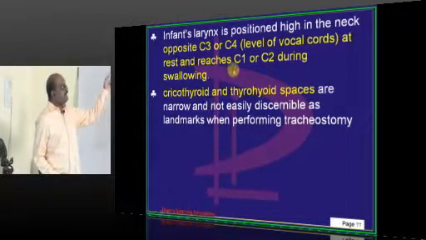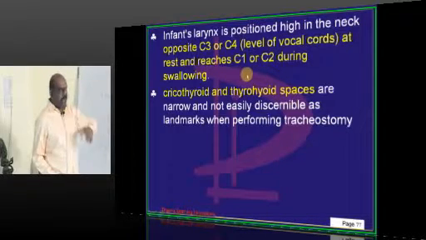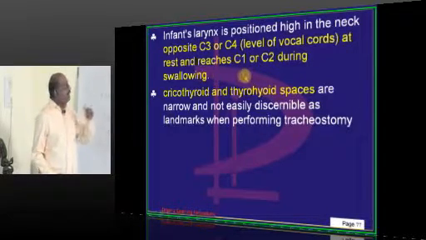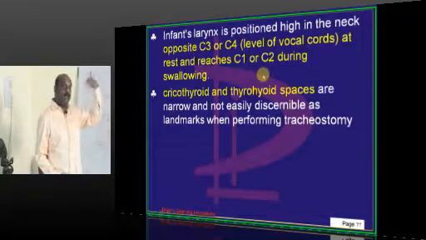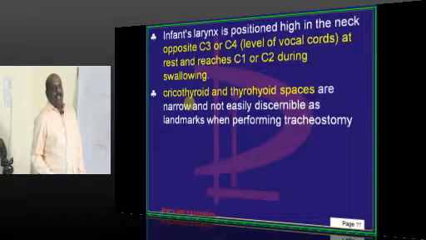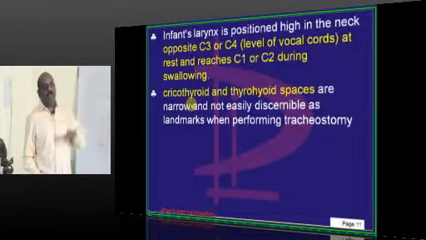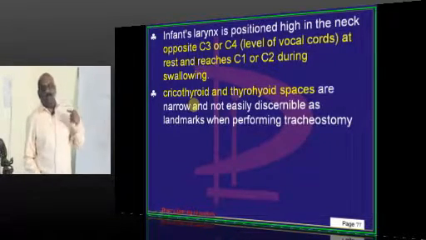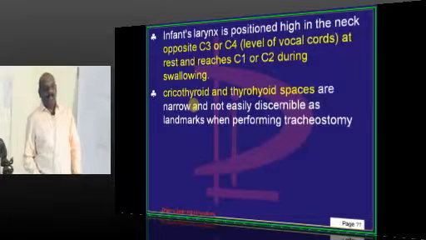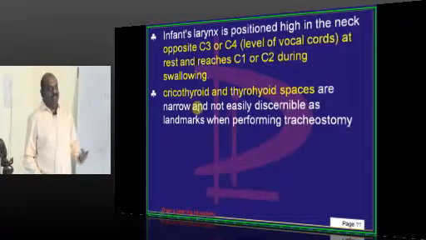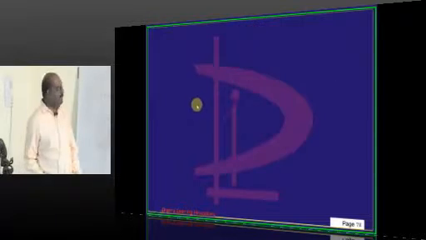It is opposite C3, C4, the level of vocal cords, at rest, and it will reach C1, C2 at the time of swallowing, much higher. And if you look at the cricothyroid and thyroid spaces in the trachea, they are very narrow. That's the reason at the time of tracheostomy you have to use intuition to cut. That's important.